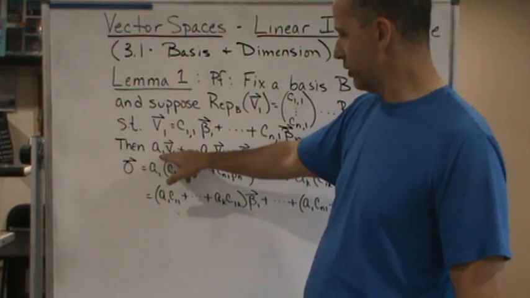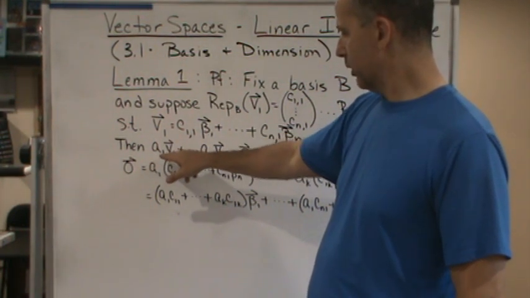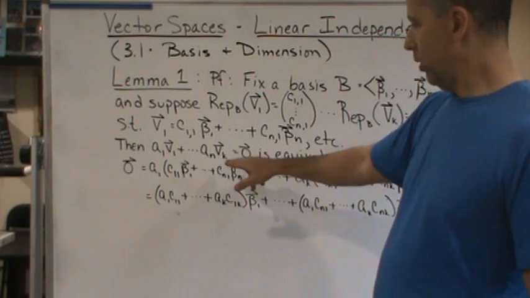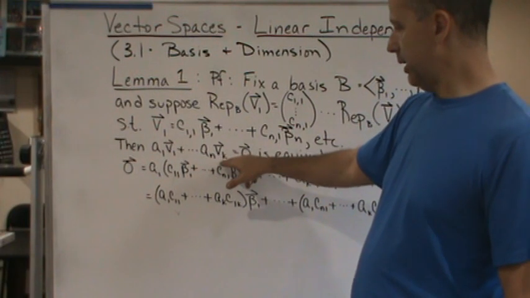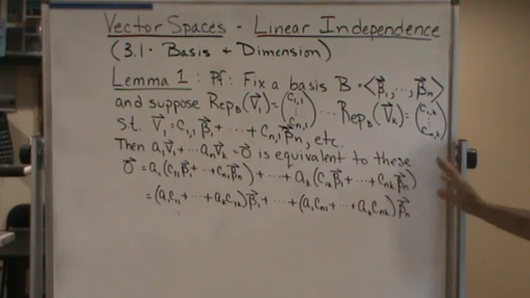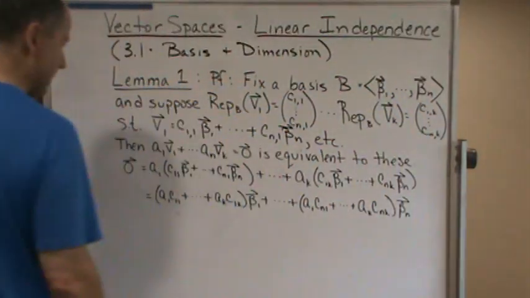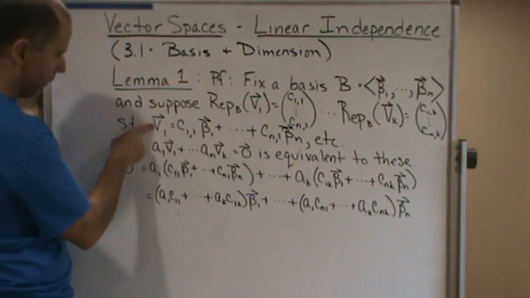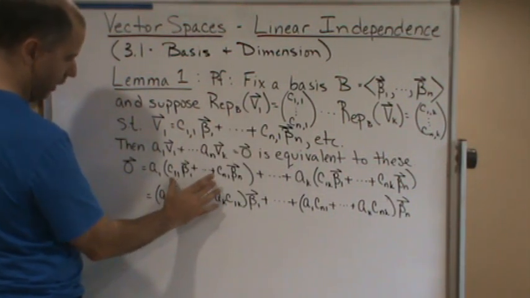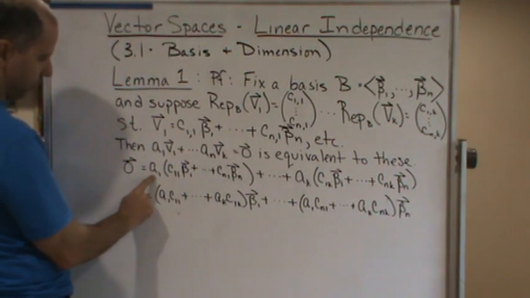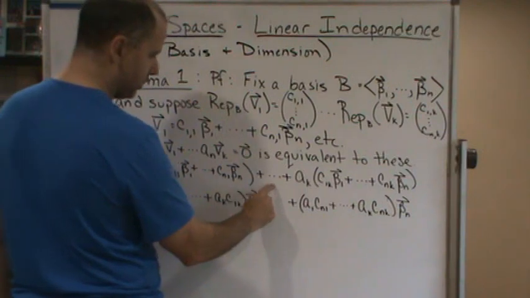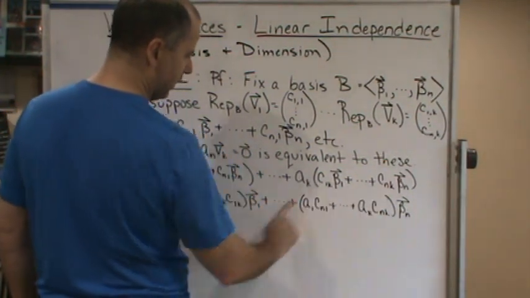Okay, so the linear combination of a sub 1 times v sub 1 all the way through a sub k times v sub k is equal to the zero vector is equivalent to these. So all we're going to do is, since we know that each vector can be represented as this linear combination, we're just going to substitute. So now we write the zero vector as a sub 1 times this linear combination plus all the way to a sub k times this linear combination.